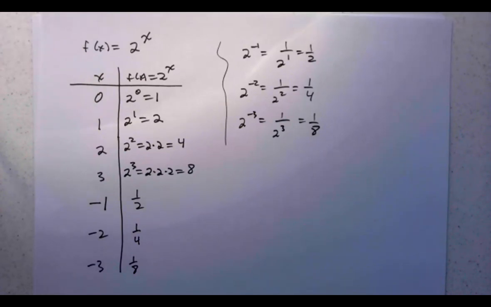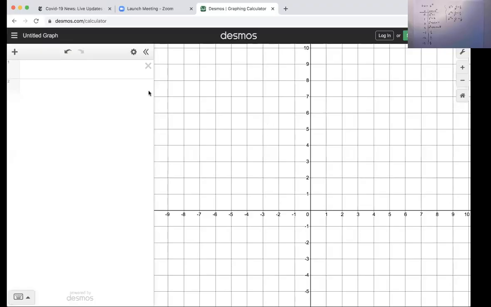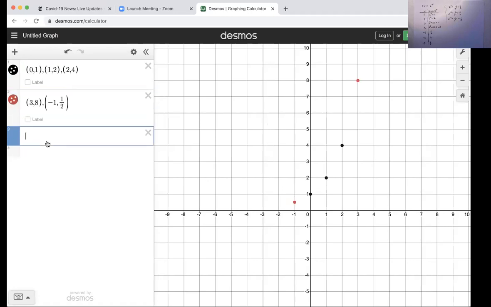So let us go back to Desmos, and let's look at our points. We have 0, 1 is one of our points. Another one is 1, 2. Another one is 2, 4. I'm going to want to see them all listed, so I'm going to put it in a couple different rows here. Then we have 3, 8. And negative 1, 1/2. And then negative 2, 1/4. And negative 3, 1/8. Make them all the same color, make them all blue.